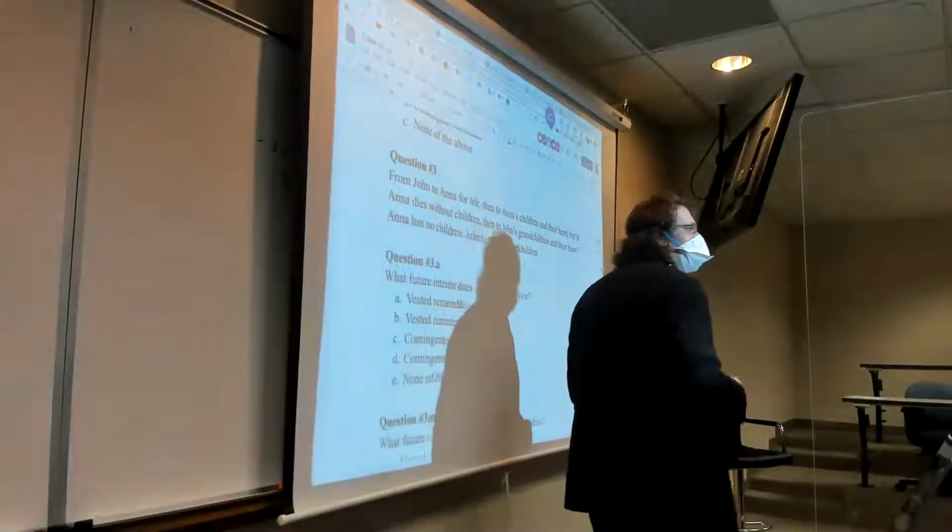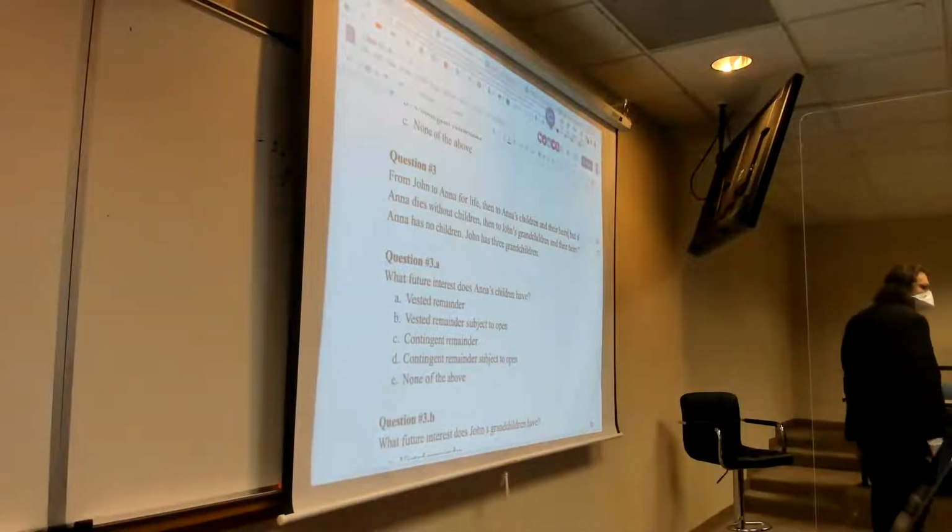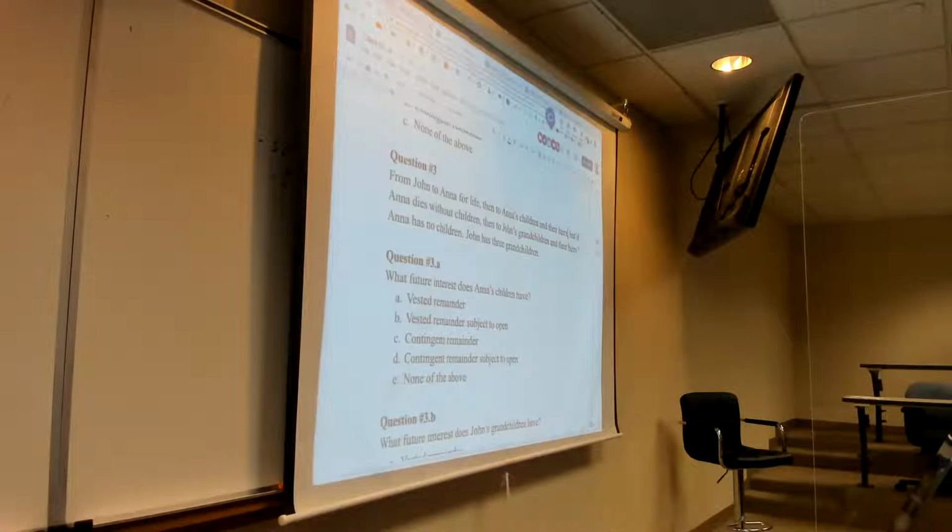So when you highlighted the part that just said then to Anna's children and their heirs, that's a fee simple subject to condition subsequent? Don't go there yet. No. We'll do that later in this class. It's not. The reason why is because there's a life estate in there, right? So the present interest is a life estate.